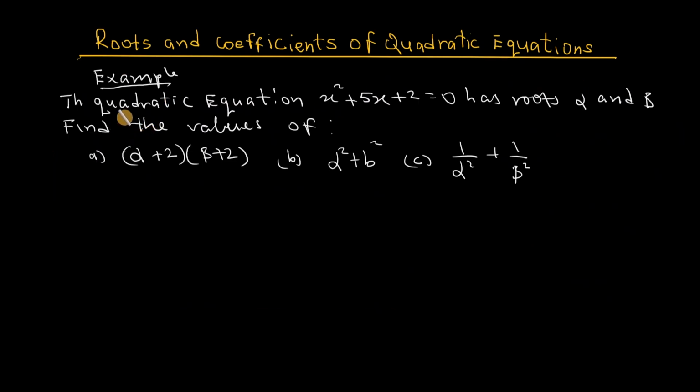Let's do some examples. The quadratic equation x squared plus 5x plus 2 equals 0 has roots alpha and beta.